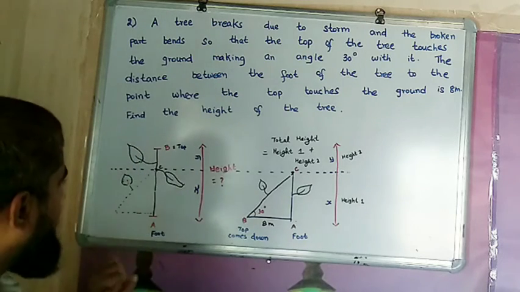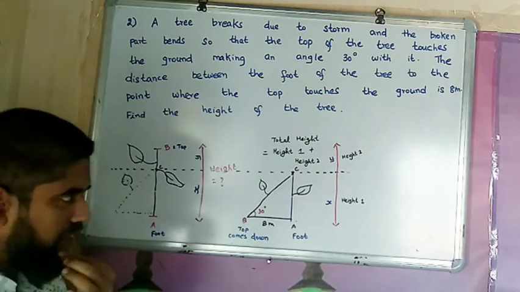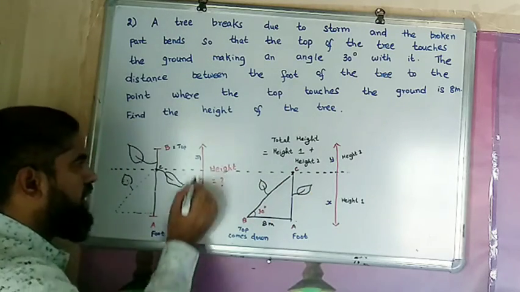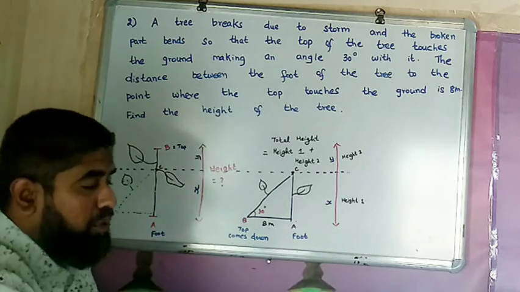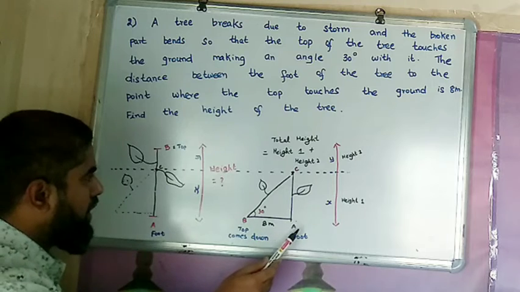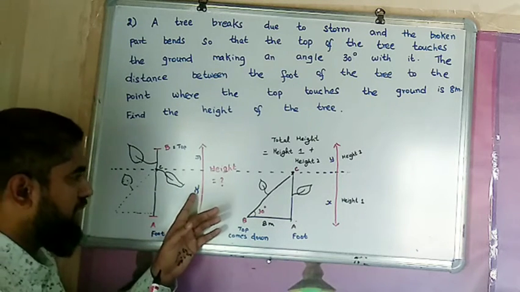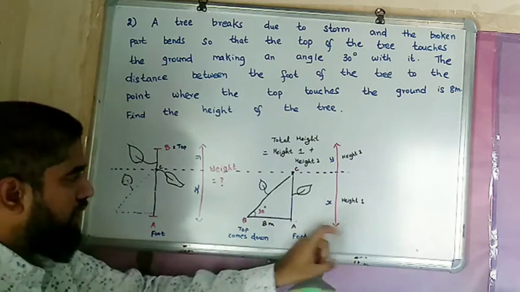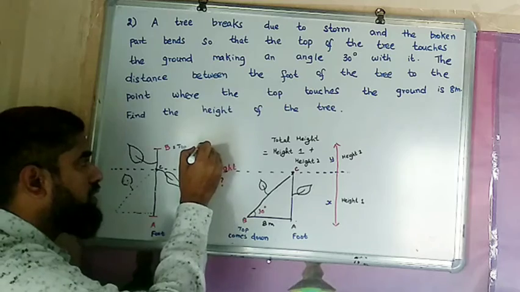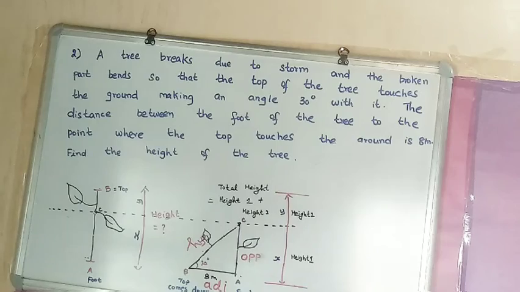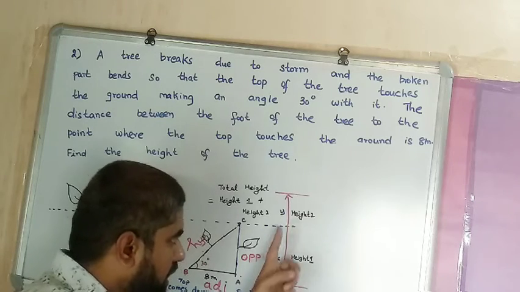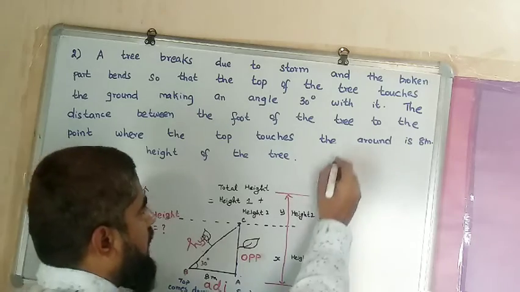We have to find the height of the tree. The tree is broken into two parts. One part initially stands like this, and the second part, after getting broken down, lies like this. So we need to find the height from this place to this place, and I am naming it X. So height 1 I need to find. And we also need to find the portion from where it gets broken to the initial top, which I have named Y. So we need to find height 1, which is X, and height 2, which is Y. Height 1 can be found easily.